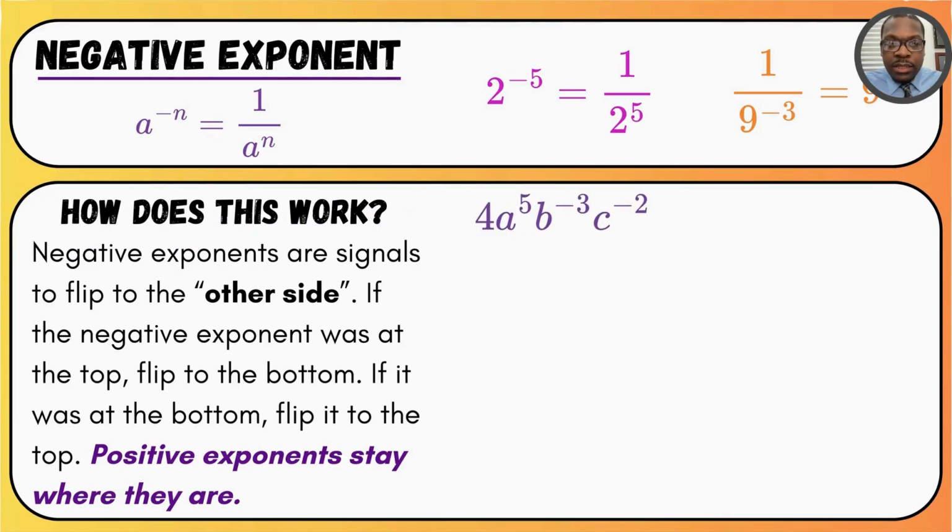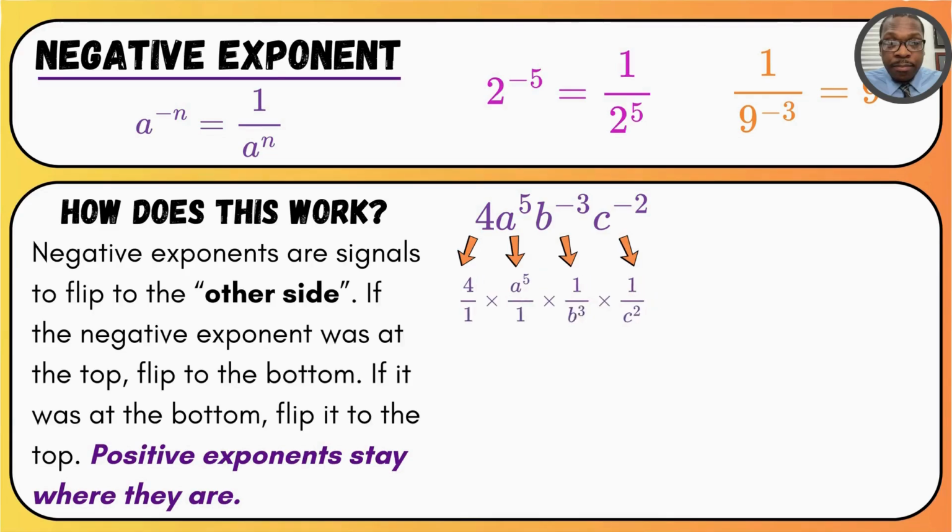Okay, let's look at this somewhat complicated question. 4a to the fifth, b to the negative third, c to the negative second. Looks complicated at first until you realize, wait a minute, he said keep positive exponents where they are, but negative exponents, flip them to the other side. So that means the 4, the a, the b to the negative third, c to the negative second. Okay, so 4, we should probably keep where it is. a to the 5th, keep it at the top. b to the negative 3rd, flip it to the other side. c to the negative 2nd, flip it to the other side.